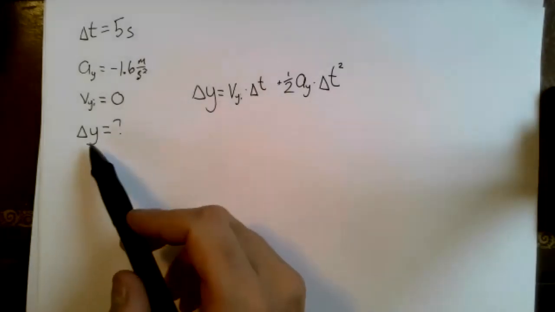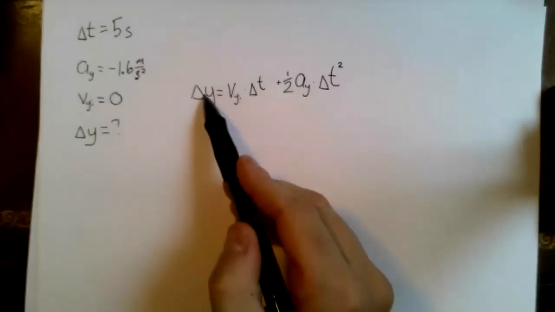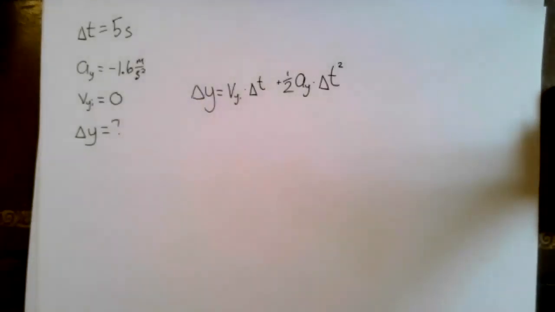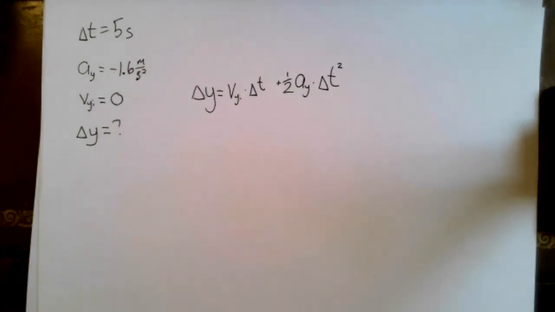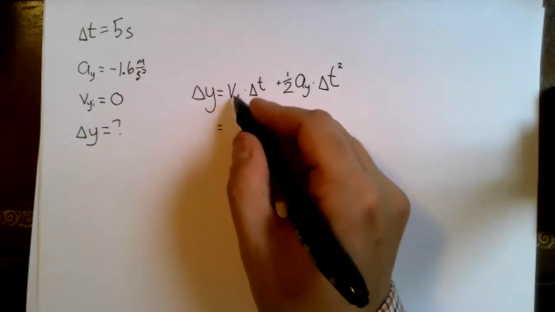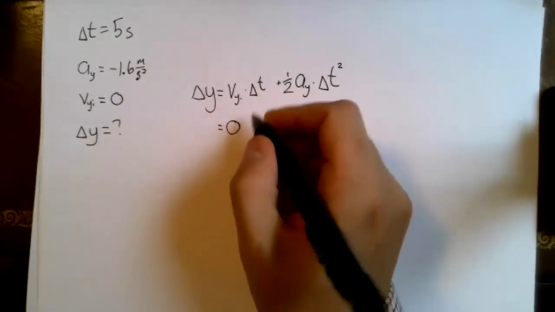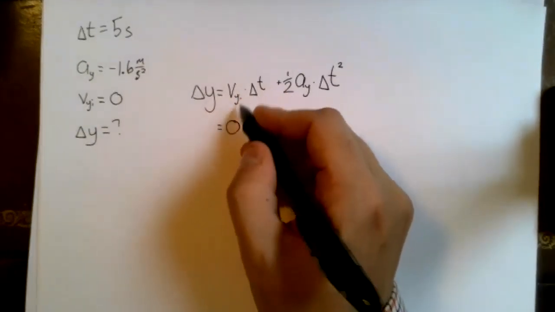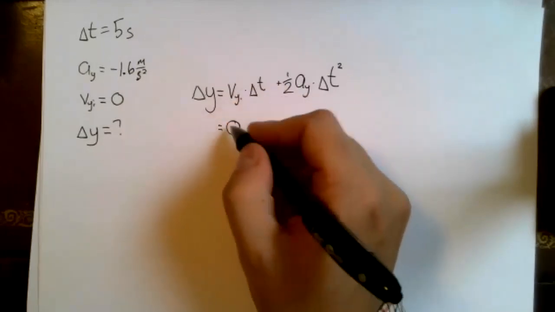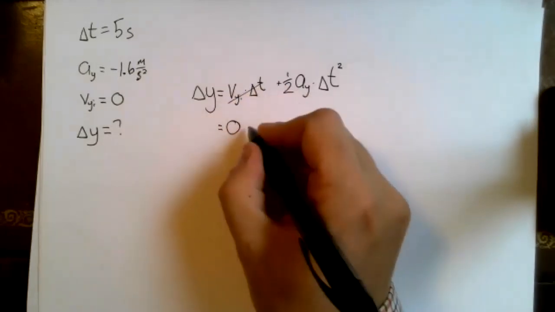So again, it looks like our unknown is already all by itself on one side of the equation. So for step 4, rearrange. We don't need to do that right now. We can go ahead and plug our numbers right in. All right, so VYI, that was 0. So 0 times anything is going to be 0, right? So VYI times delta T is just 0.